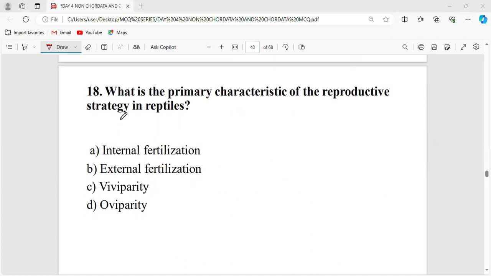What is the primary characteristic feature of the reproductive strategy in reptiles? Of course, there is a mammal which has the capacity to fly. But do they have feathers? We know that the bat is the flying mammal. Do they have feathers or other characters? It just looks like feathers, but it is not an actual feather.